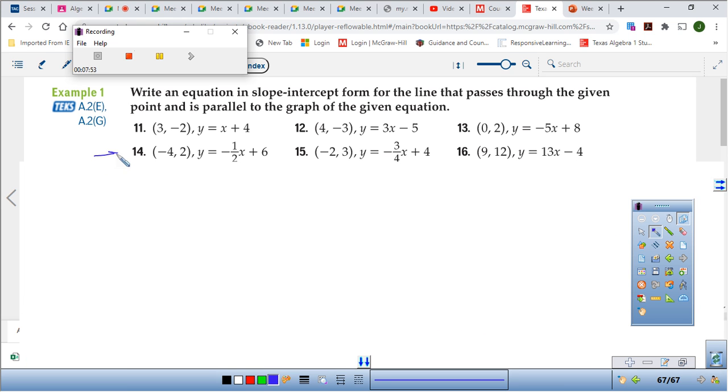Let's go number 14. 14 it up. Okay, ready, Carly? Let's do it to it. What do I do now? Come on. Somebody? Anybody? Point slope form. Thank you so much. So we're going to go with y minus y1 is equal to m, x minus x1.